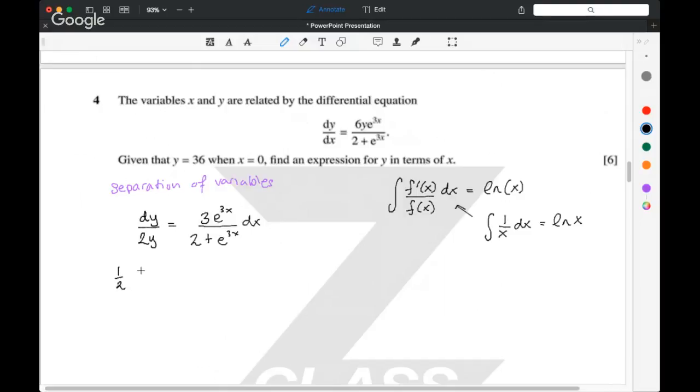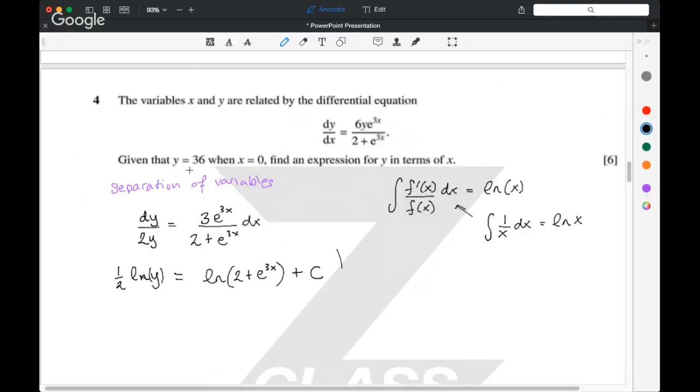So it's going to be 1 over y. So that's natural log of y is equal to, and we recognize that 3e to the 3x is the derivative of 2 plus e to the 3x. So this must be equal to the natural log of 2 plus e to the 3x. Now we haven't imposed any boundary conditions, so it's still an indefinite integral, an antiderivative. So we have to make sure we add the constant here.